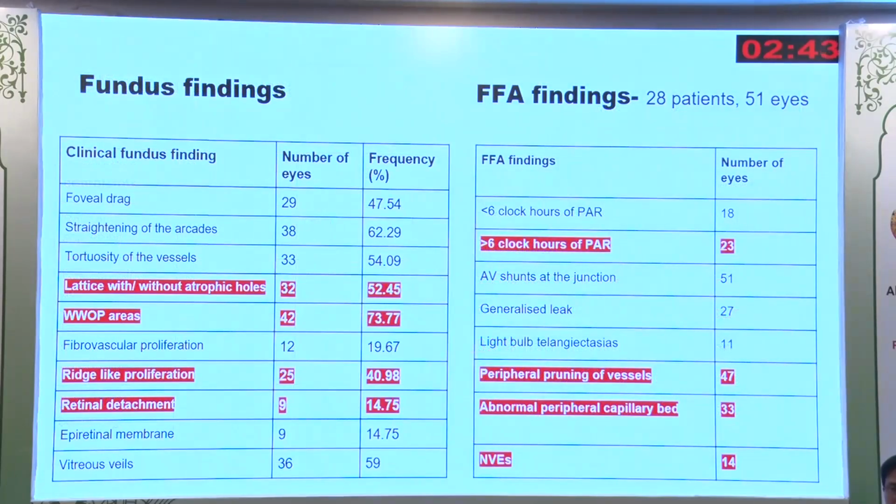The fundus finding shows lattice with atrophic holes in almost 50%, and most of these lattices were in the avascular area. Ridge-like proliferation in about 40% and retinal detachment in about 15% of these cases. Angiography showed us more than 6 clock hours of persistent avascular retina in almost 50%, and neovascularization, which was undetected at this point in almost a fourth of these patients.